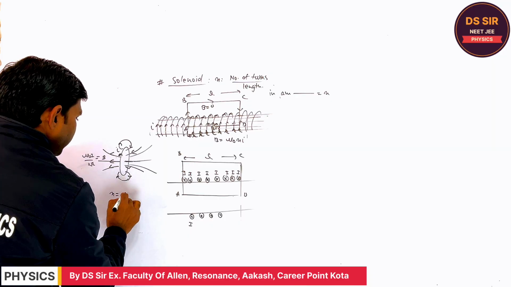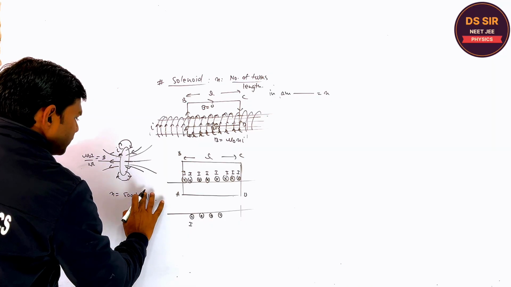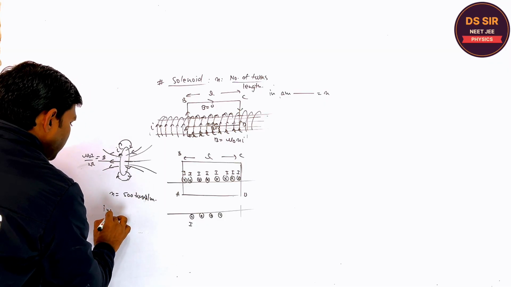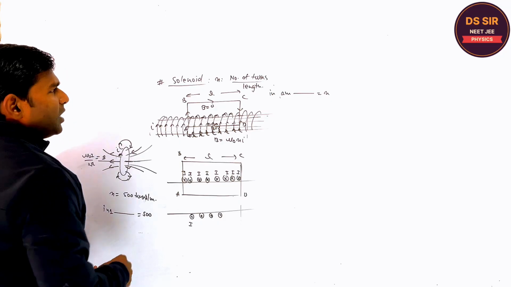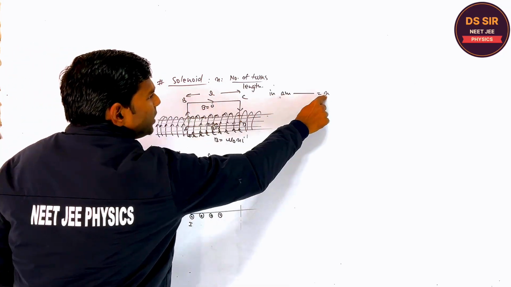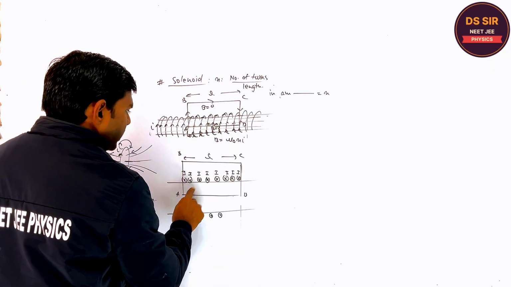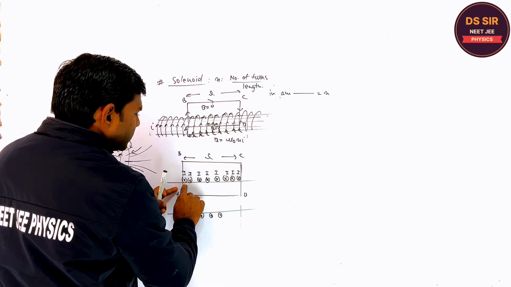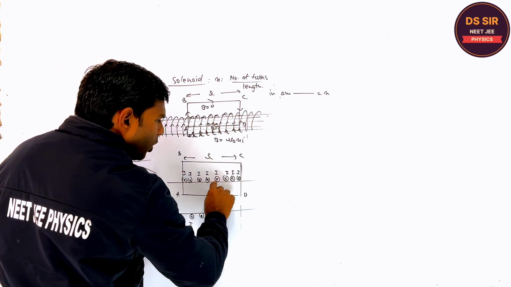Suppose the n value is given as 500 turns per meter. What does it mean? In 1 meter, how many turns? 500. If n turns per unit meter are there, in 1 meter how many turns? n. So this is the length L. So how many turns? The total length is L. 1, 2, 3, 4, 5. So how many turns are there?